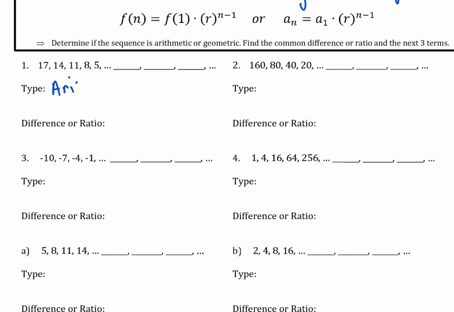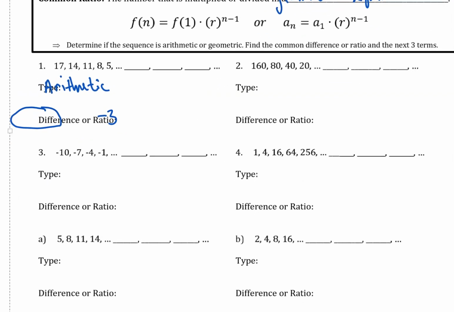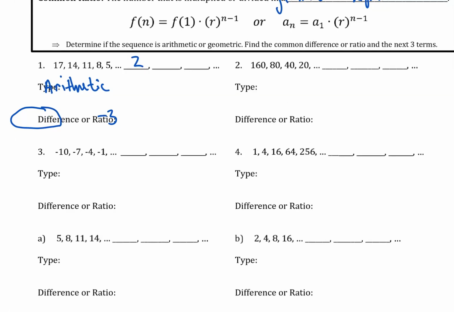It is an arithmetic sequence because we are subtracting 3 each time. This one has a difference, and that difference is minus 3. So for the next 3 terms, we keep subtracting 3. This one's going to be 2, the next one will be negative 1, and then minus 3 again, you're going to get negative 4. So those would be your next 3 terms.